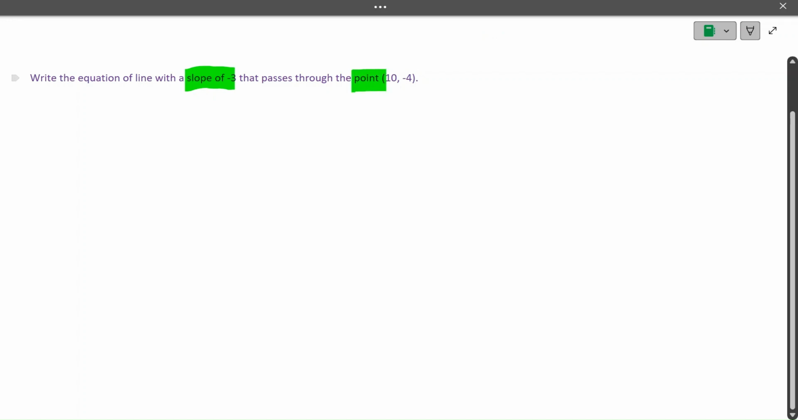We are writing the equation of a line with the slope of -3 that passes through the point (10, -4). It doesn't say what type of equation we're writing, so we could write this in slope-intercept form, or we could write this in point-slope form. I'm going to start by writing this in slope-intercept form, and then I'll show you how to do it the other way.